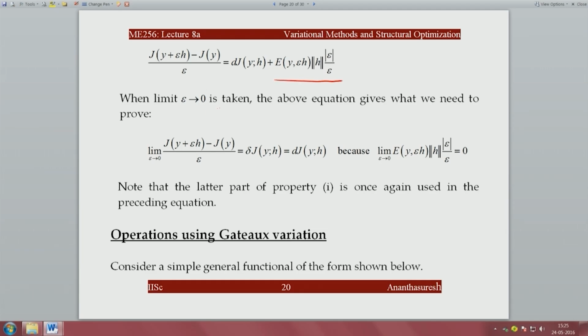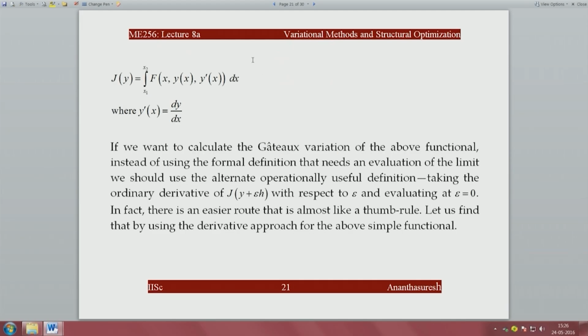Now, as epsilon tends to 0, this whole term goes to 0. Then what we have, as epsilon tends to 0, is the Gateaux variation equal to the Frechet differential. There are some operations that you can do with the Gateaux variation. Here we are saying that we take J, with a particular integrand f that depends on y of x, its first derivative and x.